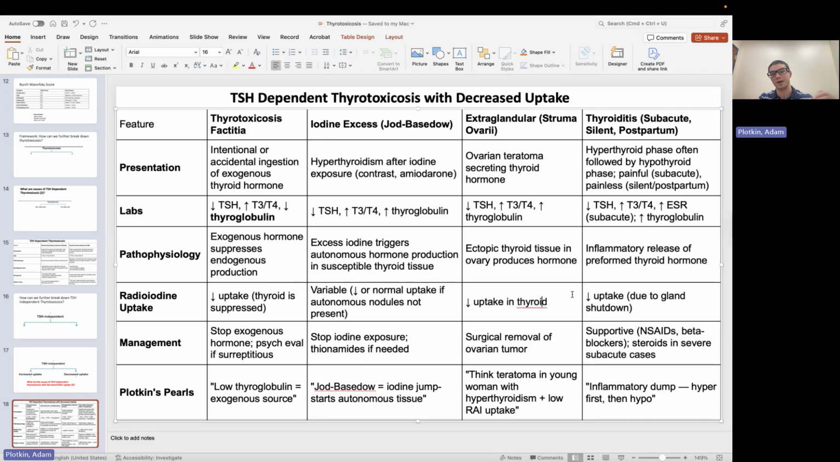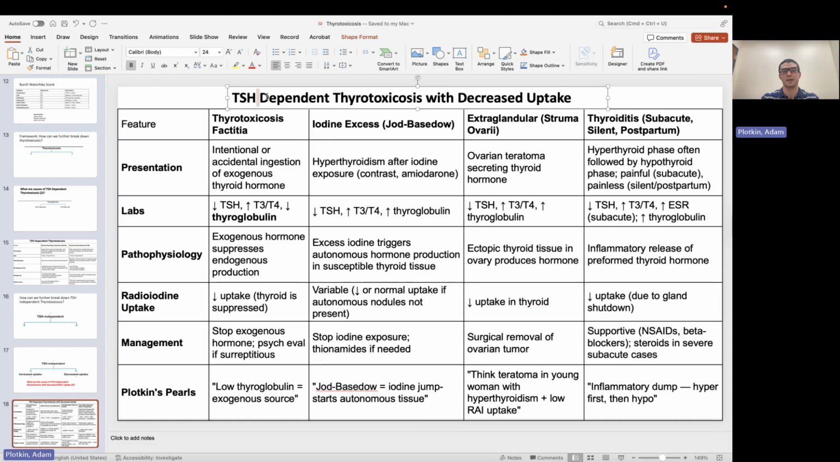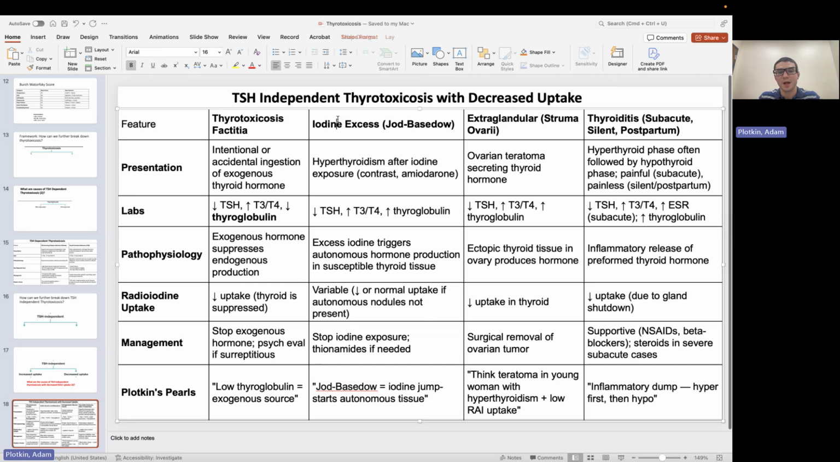That was why that was our answer for our case today, because that was the only option, right? Here are my four options of decreased uptake in TSH dependent, or sorry, this should say TSH independent thyrotoxicosis. Sorry, independent. There we go. So with that, the tumor ovaria was the only plausible answer, right?